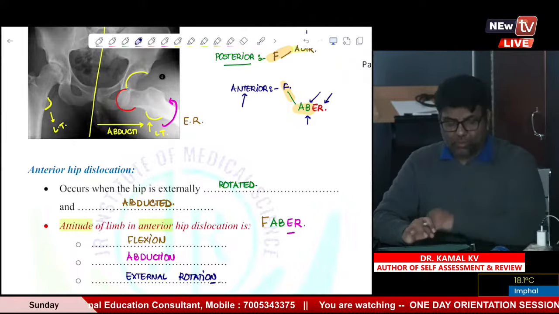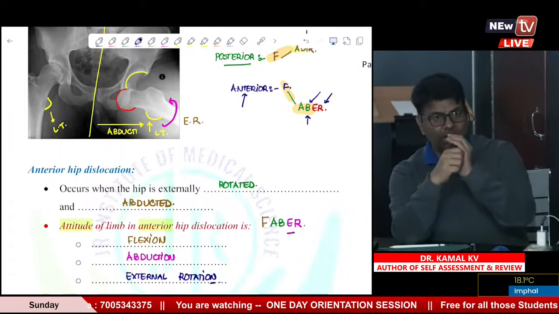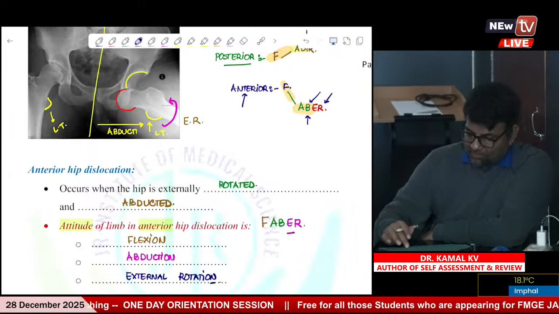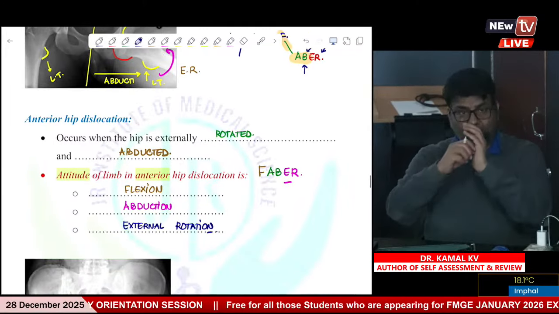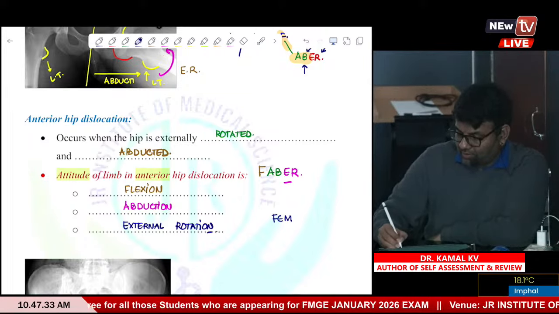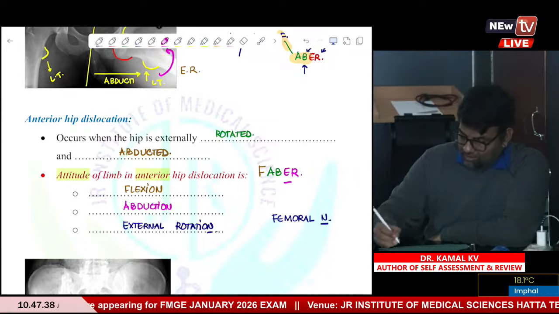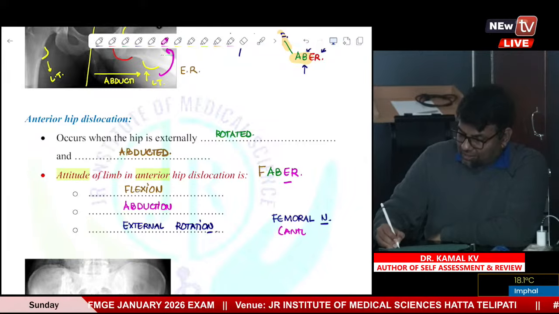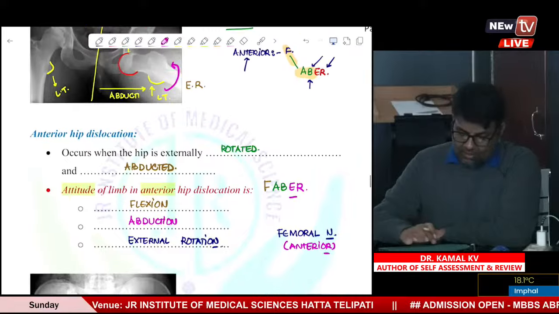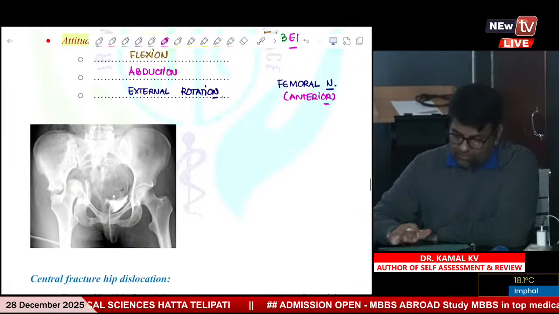Now in anterior hip dislocation, suppose this is the acetabulum, the head is coming in front. So it can injure one nerve. Which nerve? Here the head of femur is coming in front, so it is the femoral nerve. Because it is anterior. If it has gone posterior, then sciatic. Please remember this. Then avascular necrosis can happen because there might be disruption of the blood supply to the head of femur.